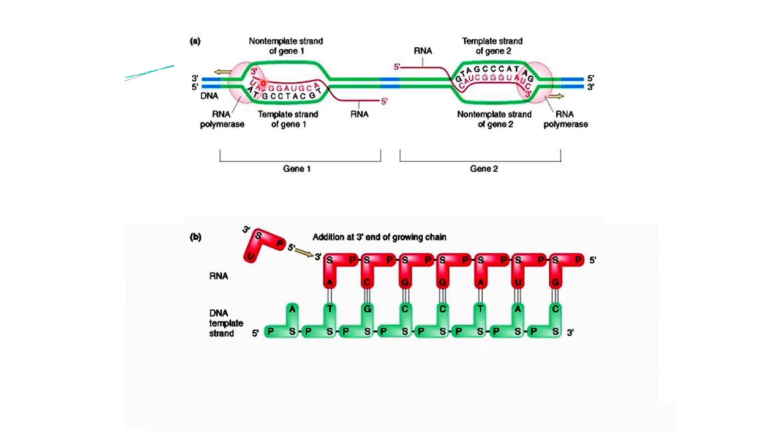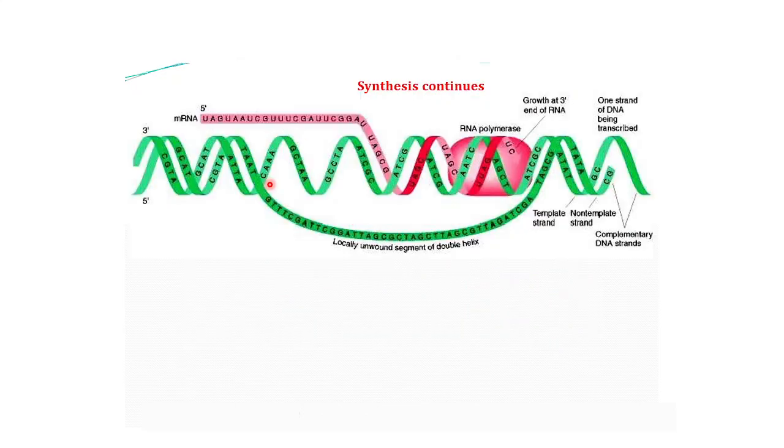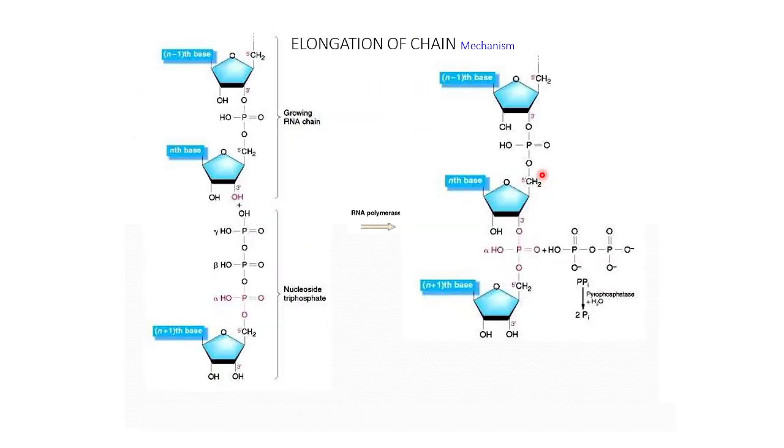is not being used. It uses the template strand. Okay, it uses the template strand for the production of the RNA. Yes, for the production of the mRNA. And then the synthesis continues. So 3' to 5', you see that it's continuing, and the process goes on. Now there is elongation of the chain. So it elongates. So this is the mechanism.